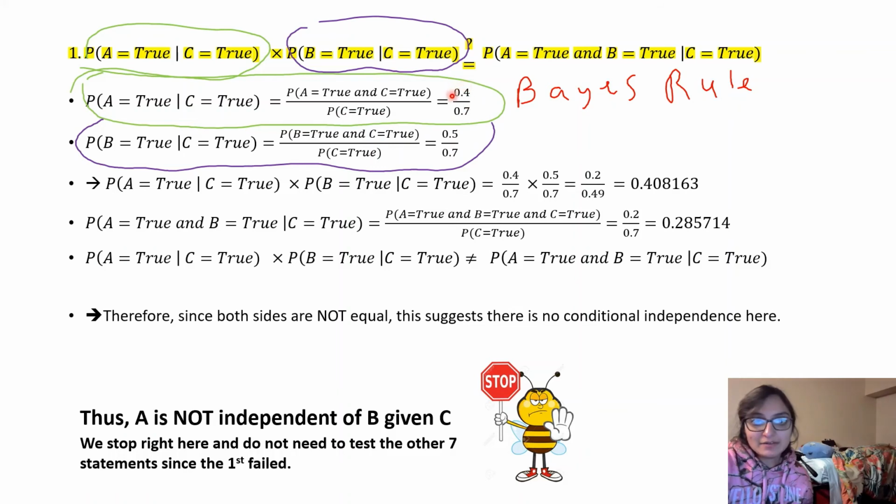And we had calculated that the probability A is true and C is true is 0.4, and we know that the probability C is true is 70%. So this probability is 0.4 over 0.7. Similarly, the probability B is true given that C is true equals the probability that B is true and C is true divided by the probability C is true, which is 0.5 over 0.7.